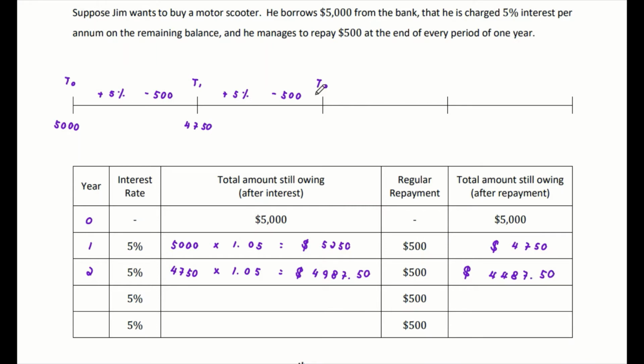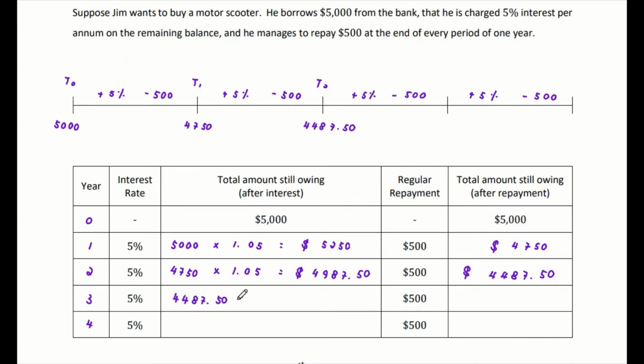The same thing is going to happen from here. You are going to get charged another 5% for interest. Then after that, repay another $500. Get charged another 5%. Then after that, you repay another $500. All right, so by using this idea, let's try to work it out for the end of year 3 and also year 4.